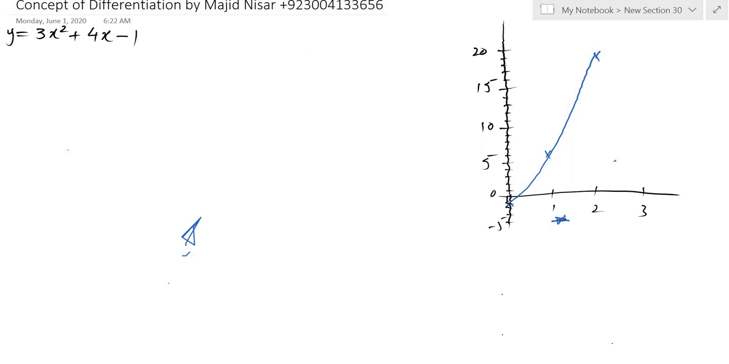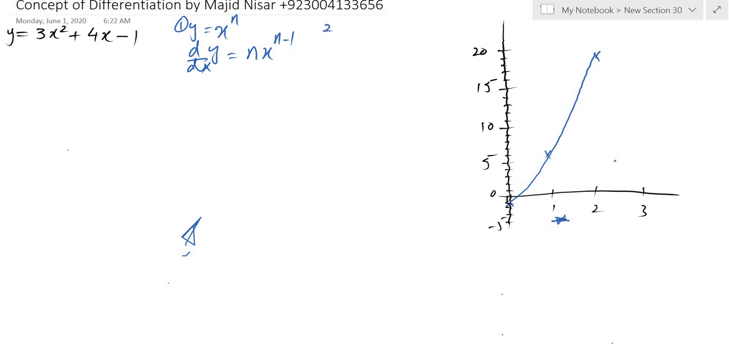Now, in simple words, for example, we have to differentiate x raised to power n. Let y equal x raised to power n. So the derivative, d by dx of y, will be equal to n x raised to power n minus 1. The power n will come in the start and we have to subtract 1 from it. Let us say this is the first formula.